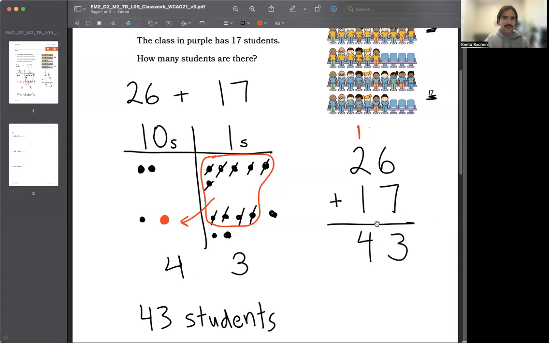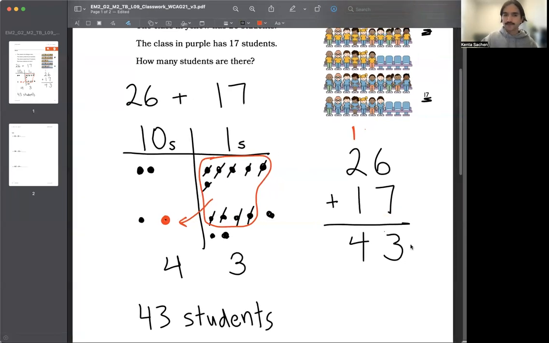Do we see how that's related? Right? We can do that one more time. First we did 6 plus 7 is equal to 13, just like we did here. We took 10 and we regrouped it, just like we did here, we regrouped it into the 10s. Then we added the 10s together, 2 plus 1 plus this 1 to get 43. All right. Let's do another one.